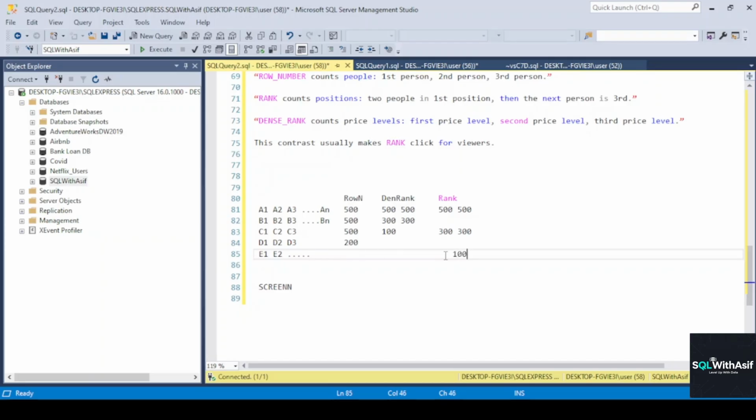So I hope I made this rank, row number and dense rank topic very clear to you.